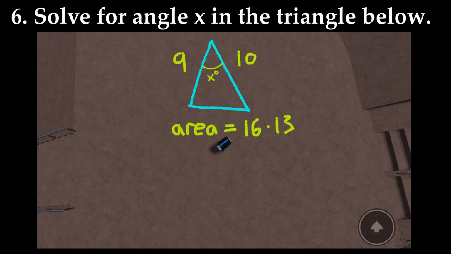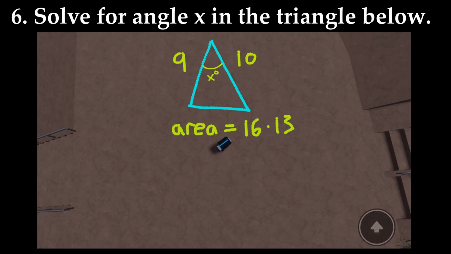In our final problem of the day, we have a triangle with side lengths of 9 and 10, and the angle between them is x degrees. And we need to find what x degrees is based on the fact that the area of this triangle is 16.13. So this problem is actually a bit trickier than you think. It actually has two answers, and I'll show you why that's the case, but let's just see how to solve this problem.